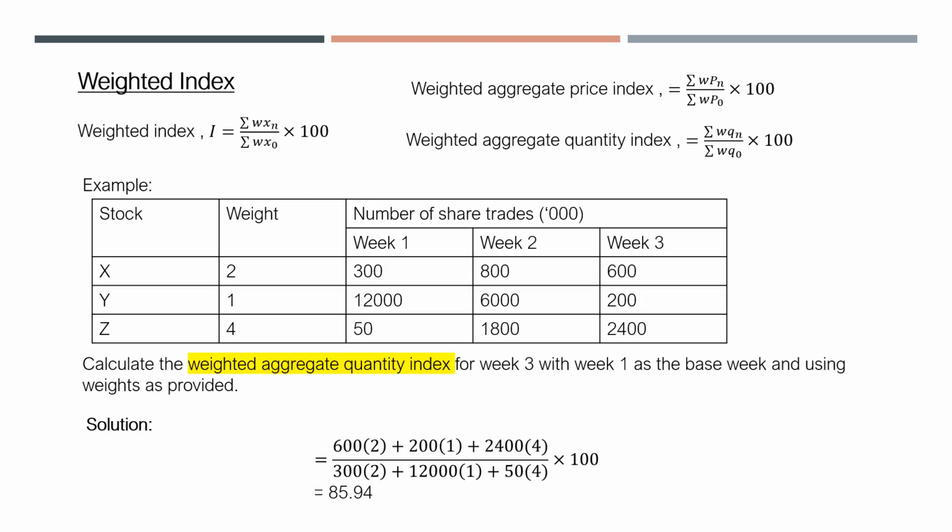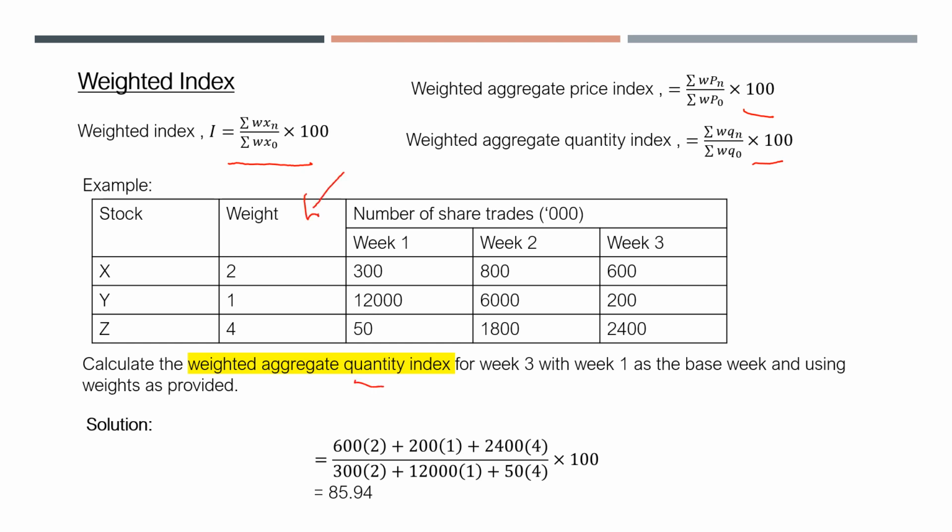Weighted index. Here are the formulas, and we also have weighted aggregate price index and weighted aggregate quantity index. So there are 2 formulas. Here is the example, and we have to calculate the weighted aggregate quantity index for week 3 with week 1 as the base week, using the weights as provided. W will be the weight.